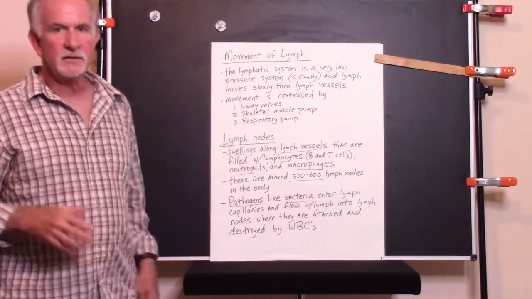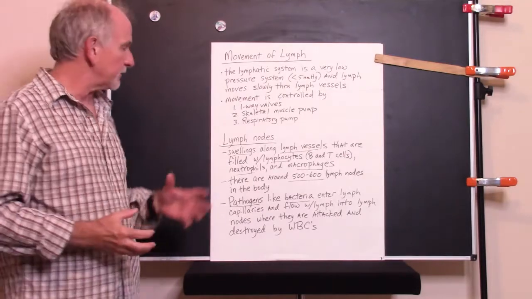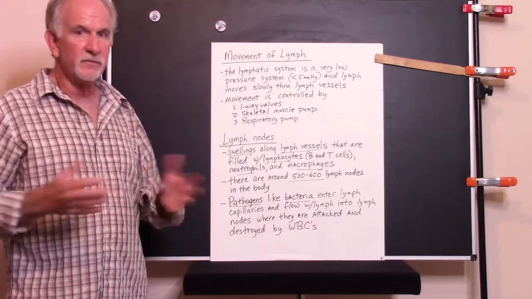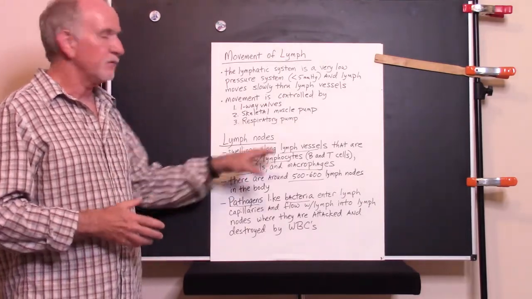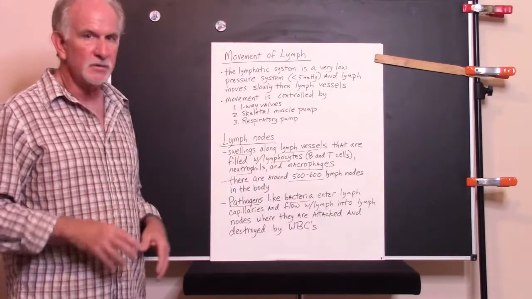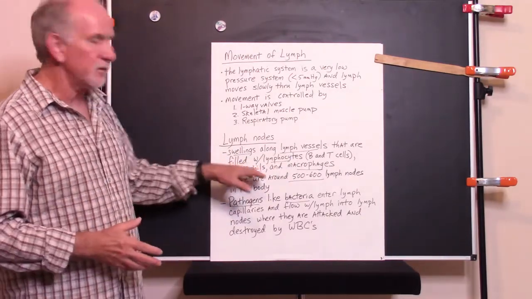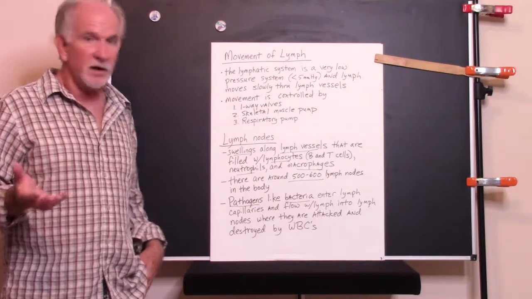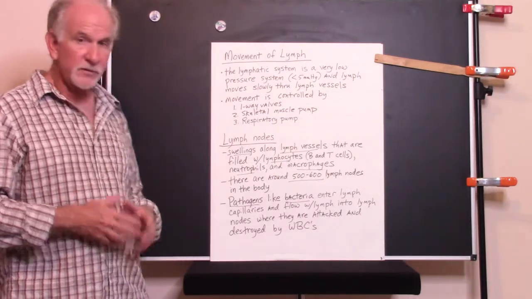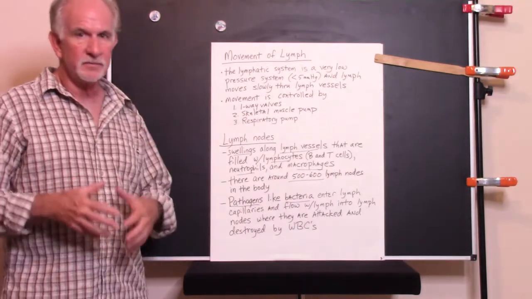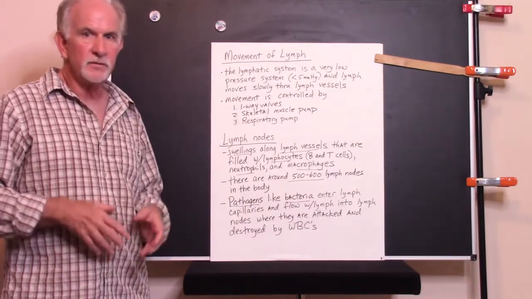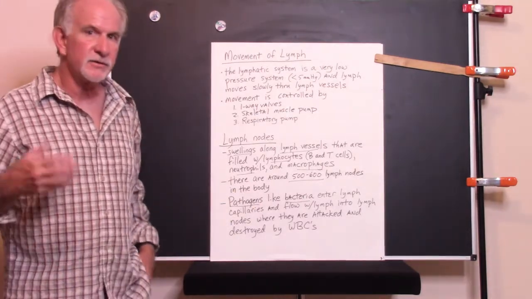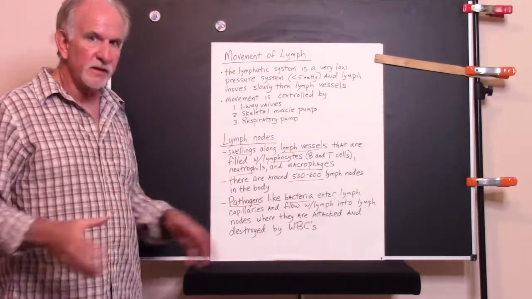So along the length of lymph vessels are swellings known as lymph nodes, and these lymph nodes are literally filled with a dense concentration of white blood cells, to include lymphocytes, both B and T lymphocytes, neutrophils, and macrophages. There are around 500 to 600 lymph nodes throughout the body, so they're numerous, and pathogens like bacteria can move into lymph capillaries and then flow with the lymph into a lymph node, where they would be attacked and destroyed by white blood cells living in the lymph nodes.